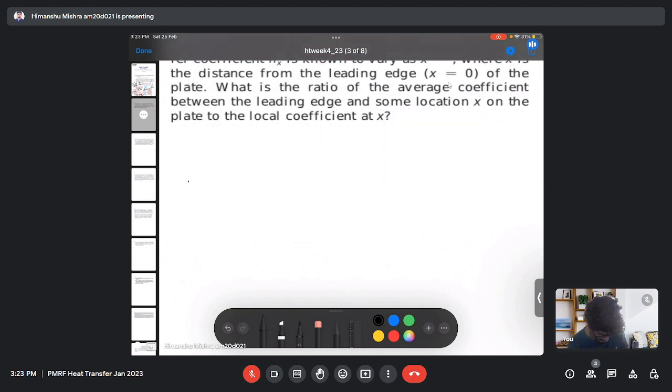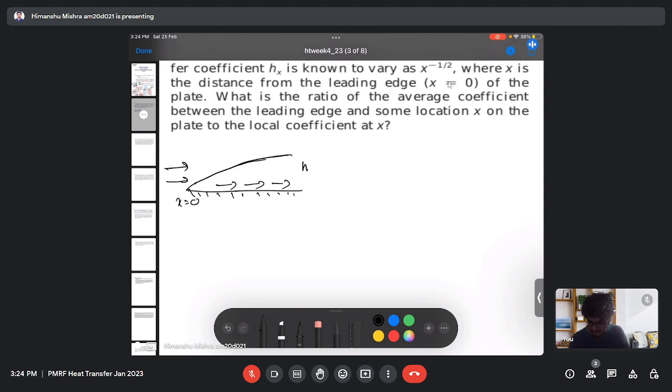So let's say there is a boundary layer, and as we know, as the boundary layer is developing, the heat transfer coefficient will be changing as we go right in the x direction. And how it is changing is given in the question.